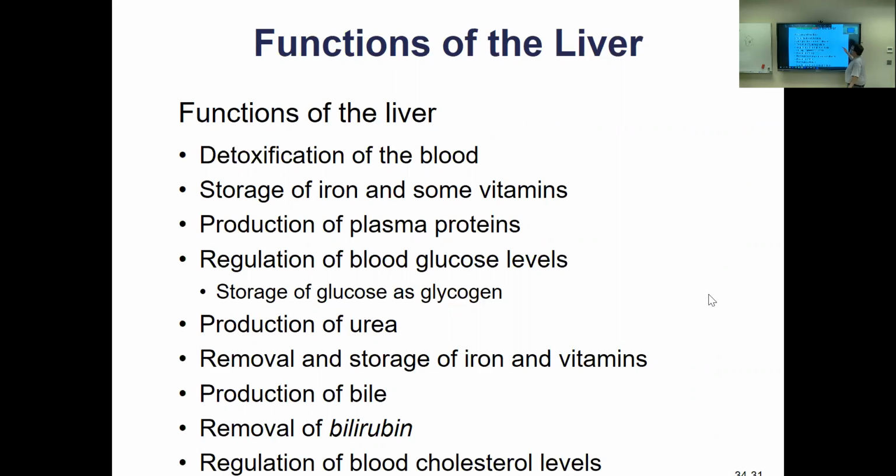It also stores vitamins and iron, produces the plasma proteins that maintain osmotic pressure, stores glucose as glycogen and then feeds you in between meals, and produces urea, which is made from carbon dioxide and ammonia. It comes from the amine group, NH2, of amino acids. So this is how we get rid of protein metabolism.